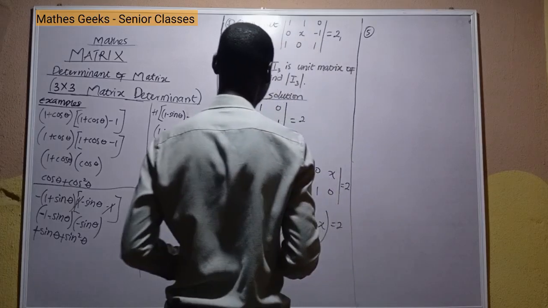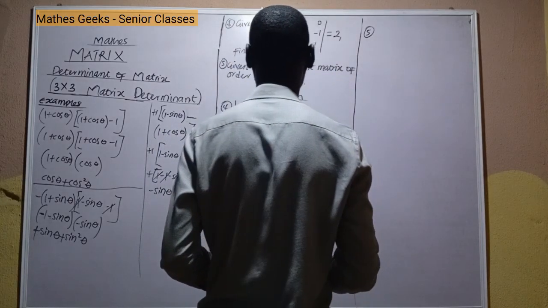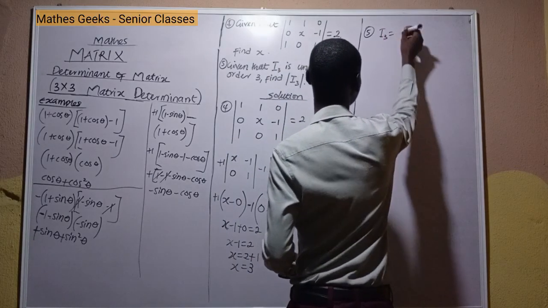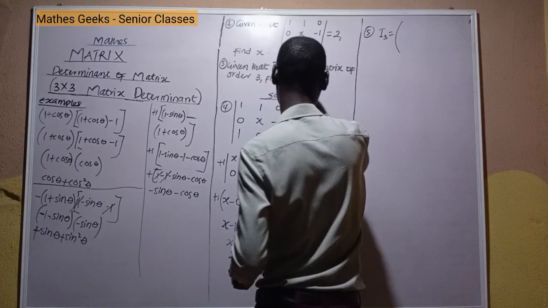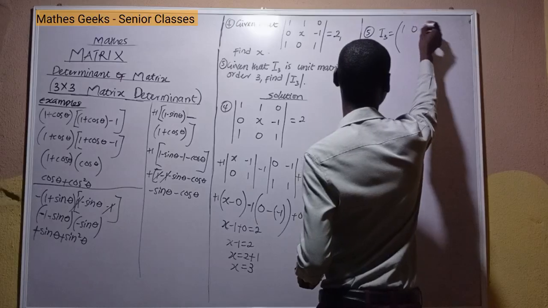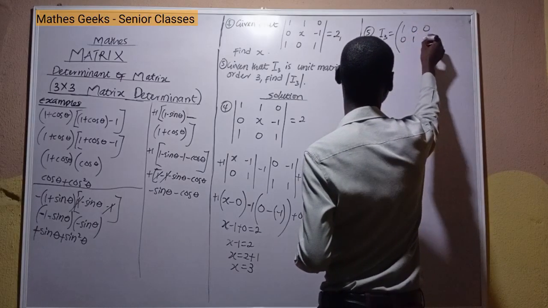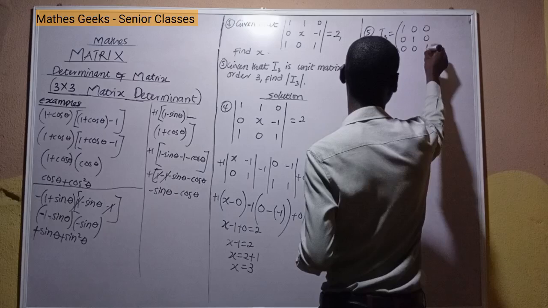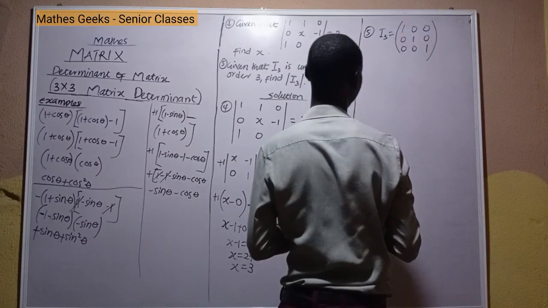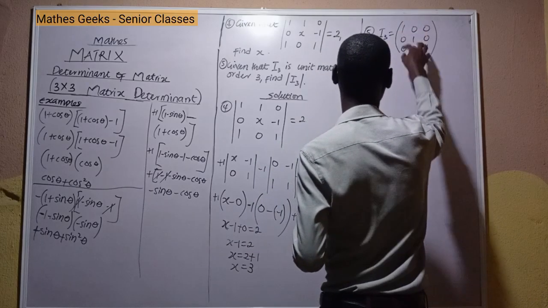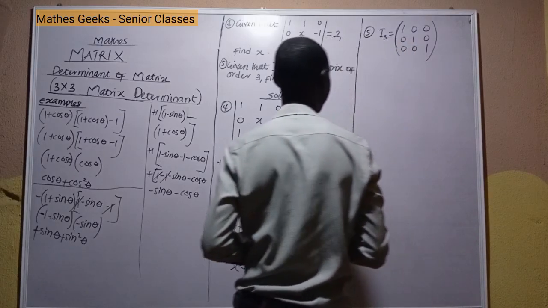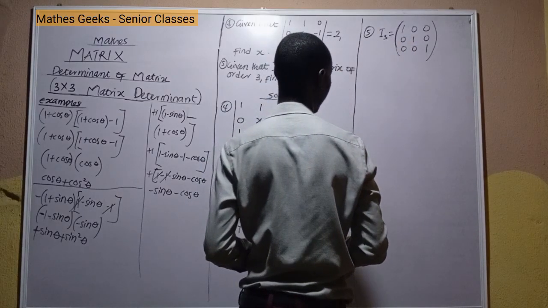On the side, given that I3 is the unit matrix of order 3, find the determinant of I3. If I3 is a unit matrix of order 3, that is a 3 by 3 matrix, the unit matrix is 1, 0, 0, 0, 1, 0, 0, 0, 1. The rule is that you go diagonally, you have 1, and in between you have 0, 0, 0. So this is the pattern in a unit matrix. So let's look at the determinant of this unit 3 by 3 matrix.